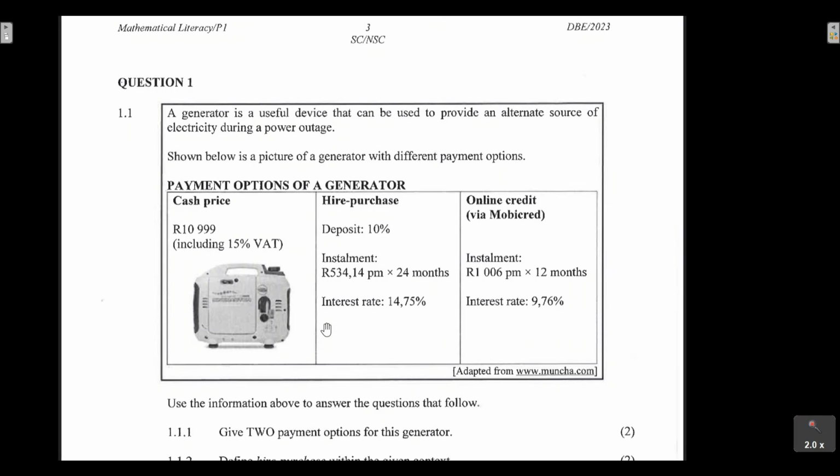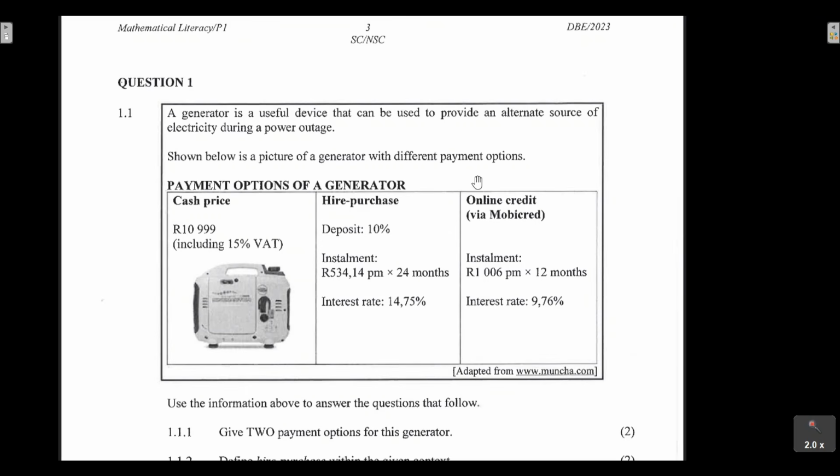Then we're also given the hire purchase payment option. If you want to take this generator using a hire purchase agreement, then you basically need to pay 10% off that 10,999, and then the remaining amount you need to pay via installments of 534 rand and 14 cents for 24 months. Then we're also given the interest rate, which is 14.75%.